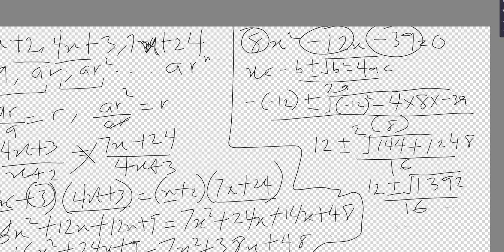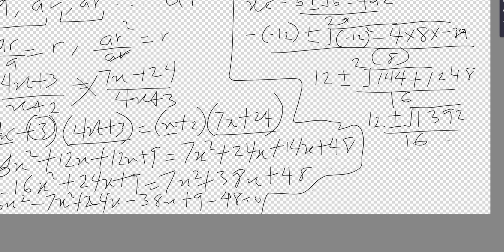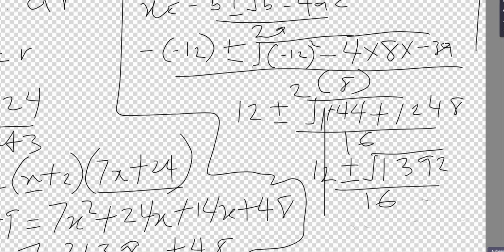Let's check the square root of 1392. So we have roughly 37, or approximately, let's say 37. So we have roughly 37, and in this case we have 12 plus or minus 37 all over 16.